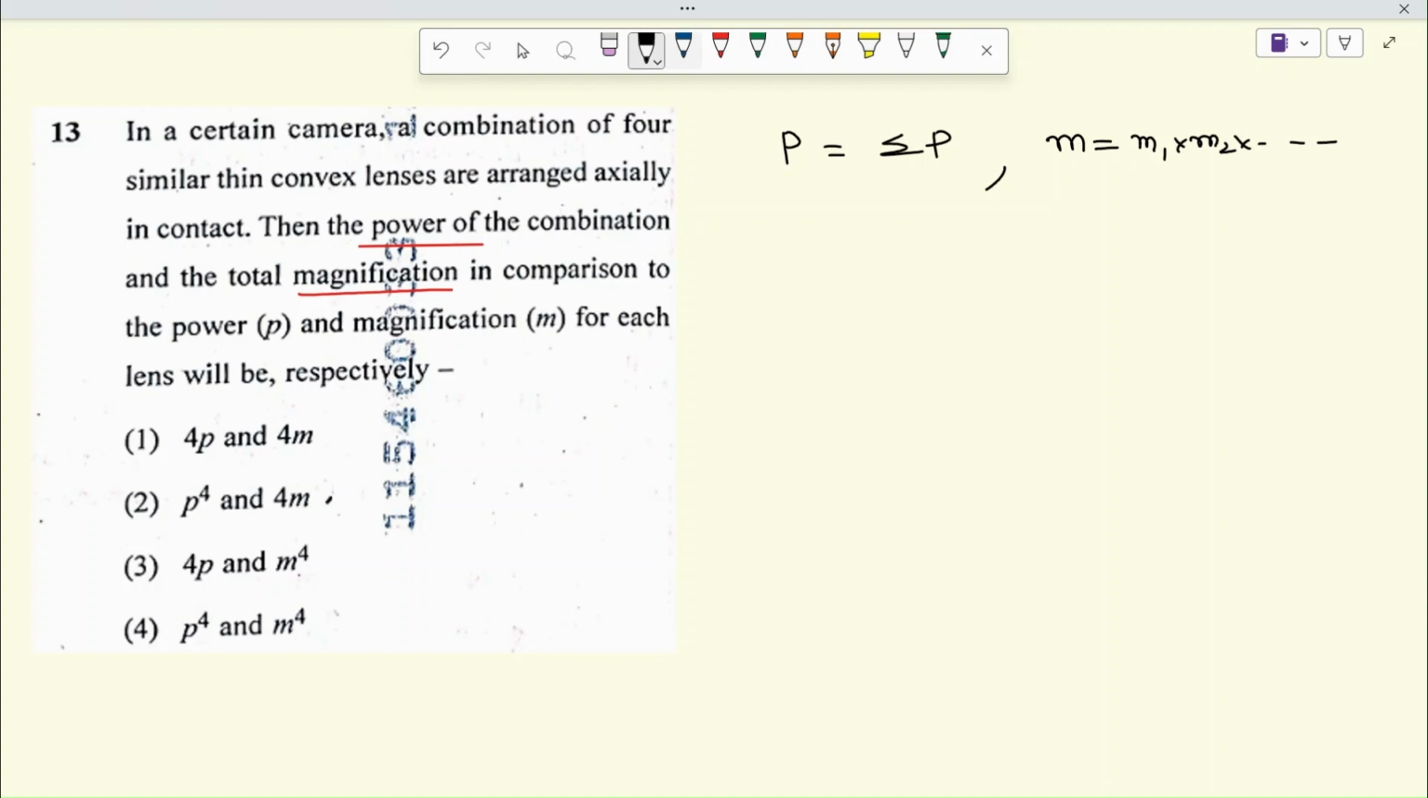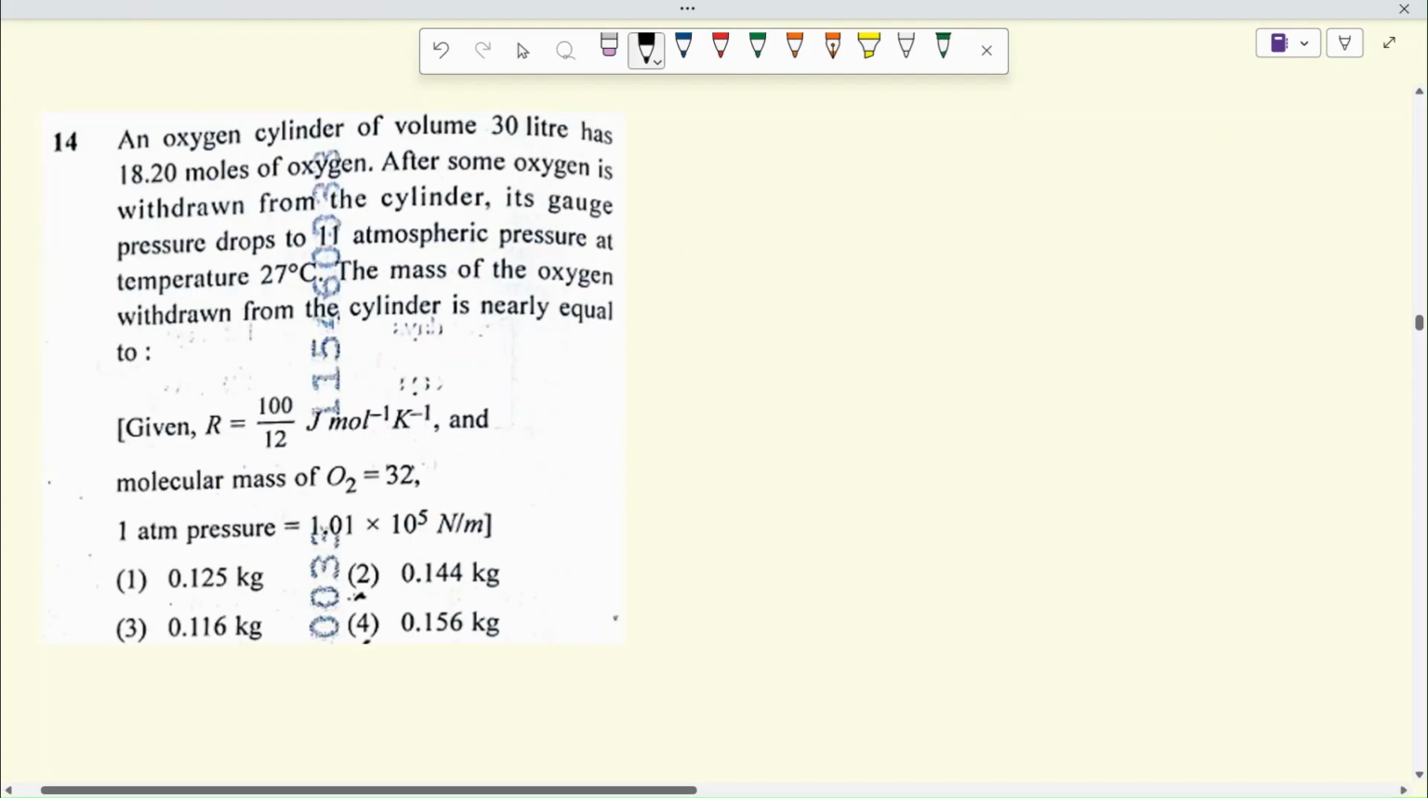Now, power of each one is p. So, total effective power will be how much? Adding all of them, 4p. Similarly, magnification. Each one is m. So, effective magnification will be multiplying m1 into m2 into, so m multiplied 4 times, m power 4. So, this is the answer. Option 3. Next.